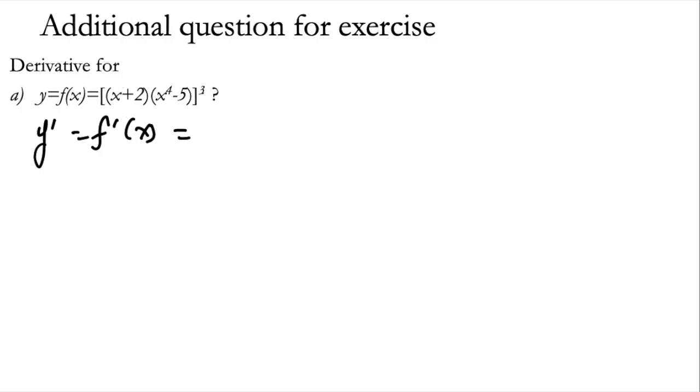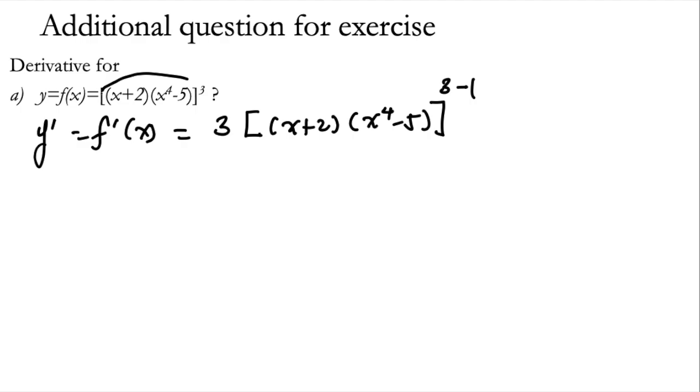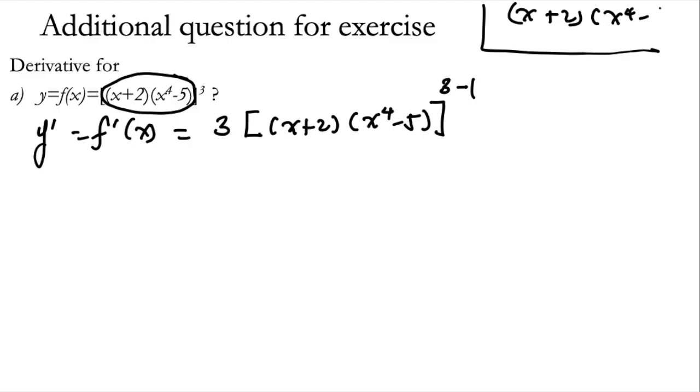So how to differentiate this? Look at this carefully. The power, I bring it here, becomes the base, constant. And then I rewrite again the whole thing in the bracket as usual. Can you see? And then close the bracket, but the power here becomes 3 minus 1. Okay, it's unfinished work because we haven't differentiated the one inside the square bracket. The one inside the square bracket, I put some part here: x plus 2 in bracket times x to the power 4 minus 5. So this multiplied by this.